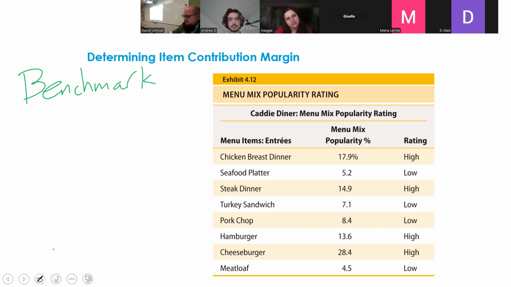So, to find the popularity benchmark, we have to divide the number of items on the menu by, that actually should be switched. I'm sorry. You're going to divide 100 by the number of items on the menu. We have 8 on our menu. So what's 100 divided by 8?